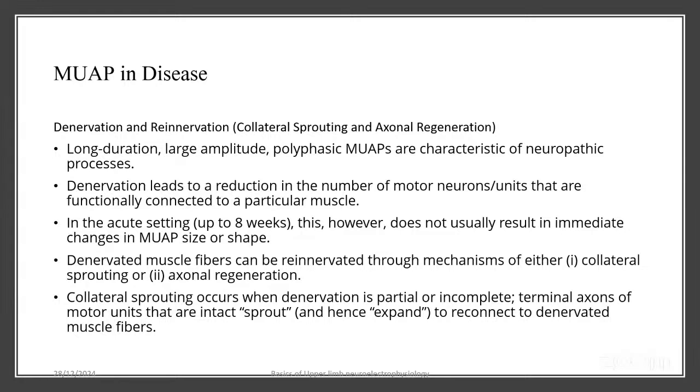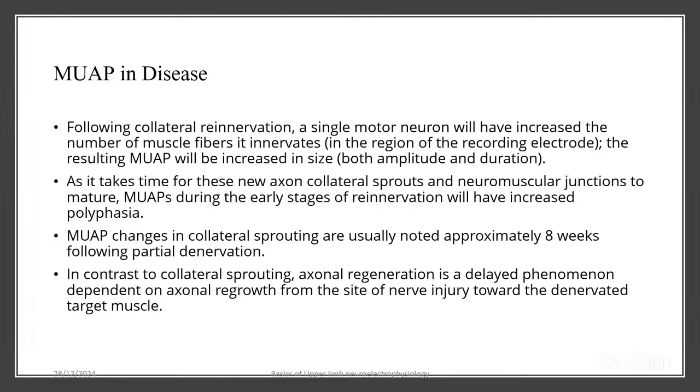In the acute setting, that is up to 8 weeks, it does not usually result in immediate changes in MUAP size or shape. The denervated muscle fibers can be reinnervated through the mechanism of either collateral sprouting or axonal degeneration or regeneration. This sprouting occurs when denervation is partial or incomplete. The terminal axons of the motor units that are intact sprout to reconnect to the denervated muscle fibers. That's why you get giant action potentials.